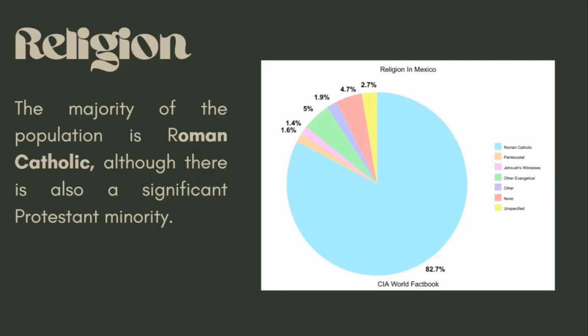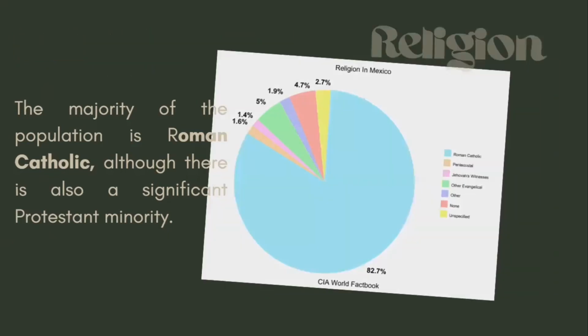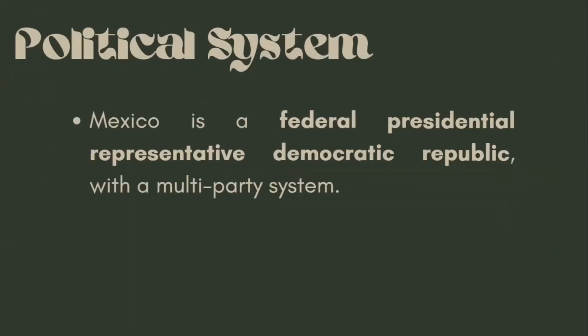As we all know, as Mexico became more urbanized and connected to the global community, there has been greater exposure to different religious traditions, including Protestantism. Additionally, there has been a growing dissatisfaction with the Catholic Church in Mexico, particularly in response to scandals involving the clergy, as well as concerns about the church's wealth and power. Now let's move on to its political system.